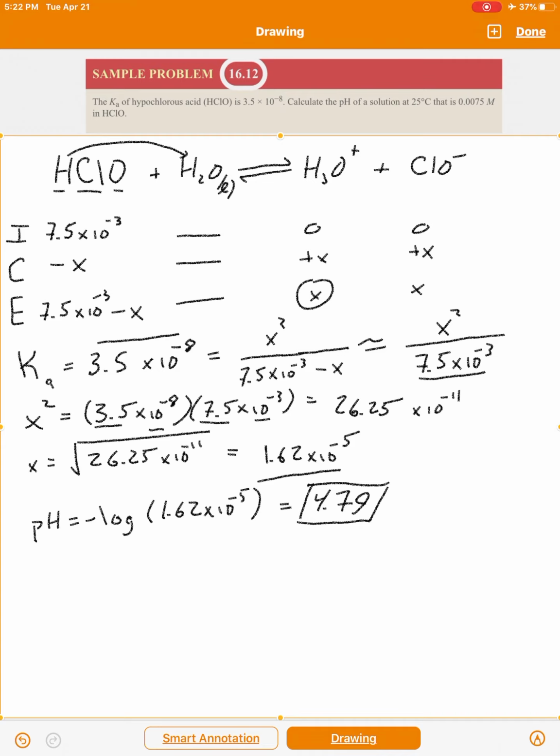Now let's go back. It doesn't ask us to do this, but let's go back and do the test. That 5% test, which is a way of determining whether our assumption is valid. So what we do is we take X, and we figured out X is 1.62 times 10 to the minus 5. Divide that by 7.5 times 10 to the minus 3.